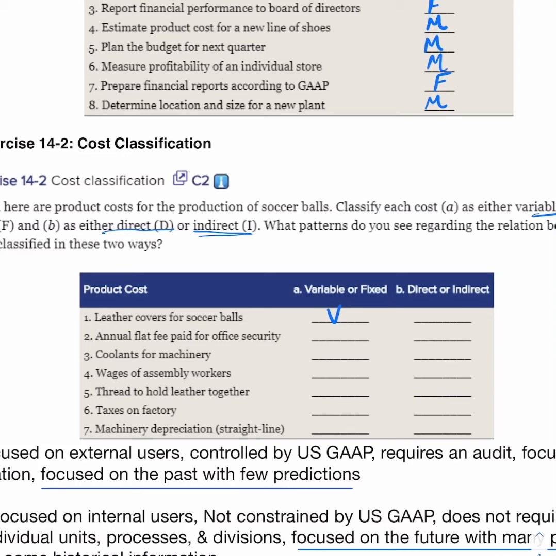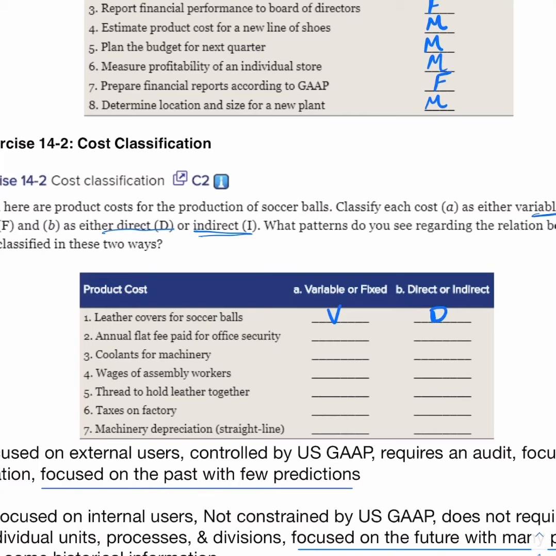Now, can the cost of that leather be efficiently and cost effectively traced back to that individual soccer ball? Absolutely. If we're producing soccer balls, that leather is a very important piece of that, so we definitely want to make sure we know exactly how much leather is going into each one of those.